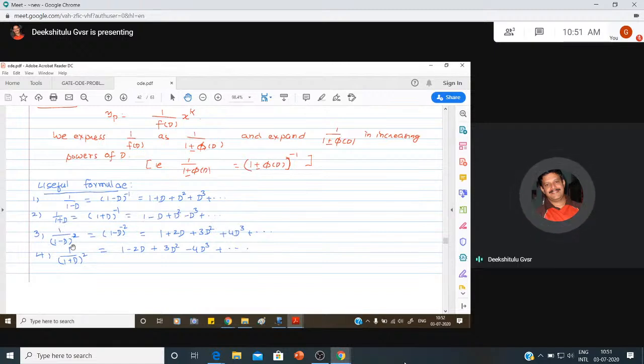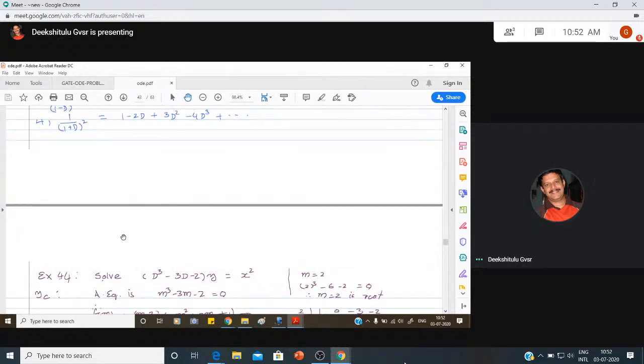Similarly, 1 by 1 minus d whole square, or 1 minus d power minus 2, is 1 plus 2d plus 3d square plus 4d cube, and so on and so forth. Similarly, 1 by 1 plus d whole square is 1 minus 2d, again very much similar, alternately negative signs, plus 3d square minus 4d cube, and so on and so forth. These four things are enough for us for our problems.